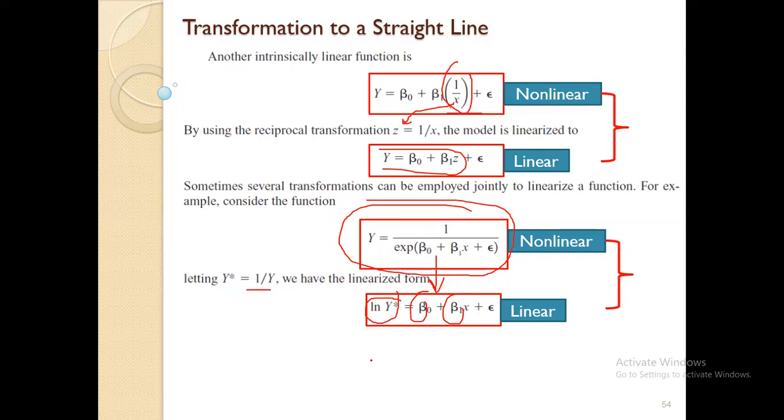For this case, you rewrite this to this side, and this into this side, and then you take the log of both sides. You get linear. For that case, everything is the same, linear regression, but you only change the variable from nonlinear to linear.